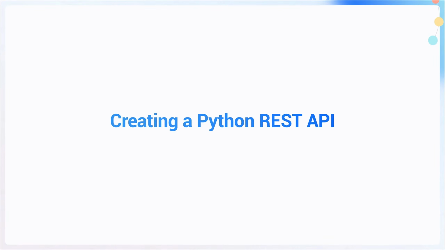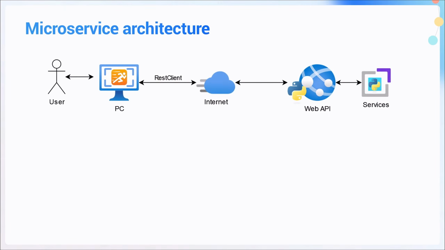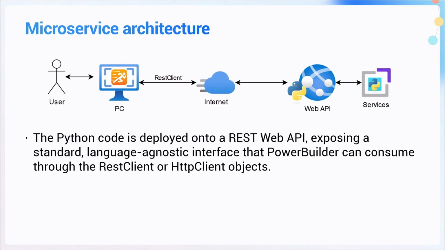Let's look at the second approach for providing access to Python libraries to PowerBuilder, through a Python REST API. By using this approach, the user no longer needs to have Python on their machine, but instead the Python code is deployed onto a REST web API that exposes a standard, language-agnostic interface that PowerBuilder can then consume through the REST or HTTP client objects.